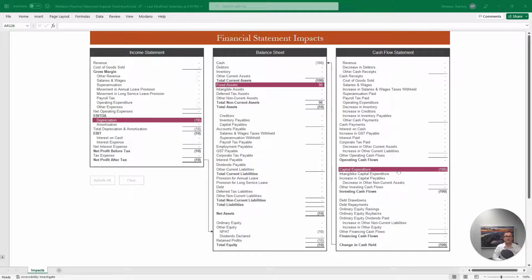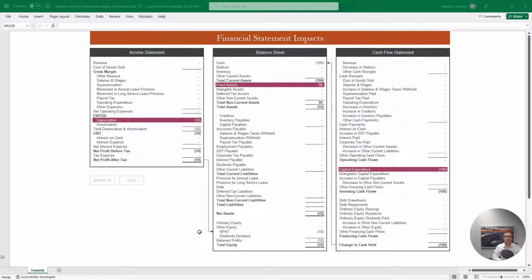Our capital expenditure is an outflow on the investing section of our cash flow statement, decreasing change in cash held, and therefore decreasing our cash at bank. The calculated depreciation within the month is included on our income statement below EBITDA, decreasing our net profit after tax, and therefore decreasing the total equity on the balance sheet.